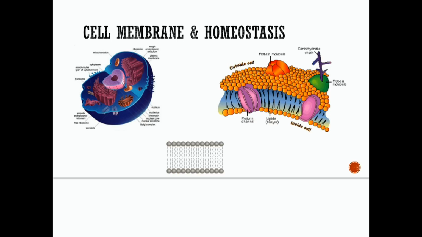Onto the cell membrane and homeostasis. One of the features that allows cells to perform their necessary activities is their selective permeability or semi-permeable cell membranes. These membranes are located beneath the cell walls of plant cells, and they form the outer boundary of the animal cells. So it would be like this dark blue layer here.